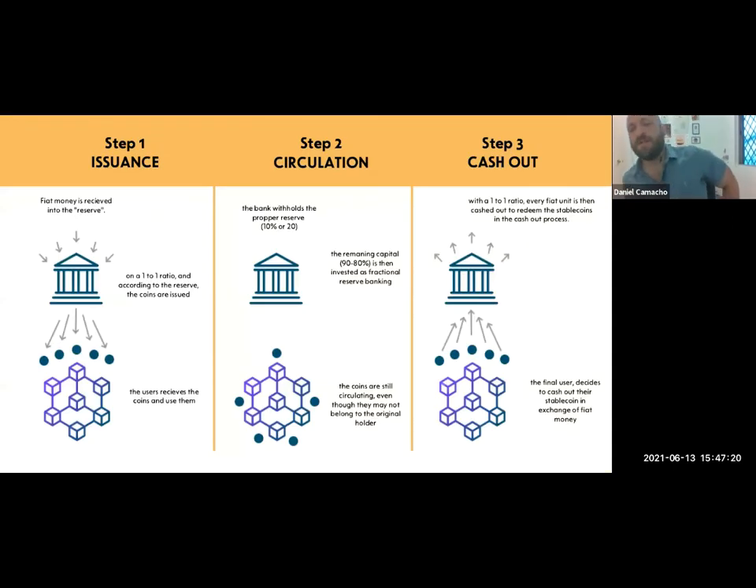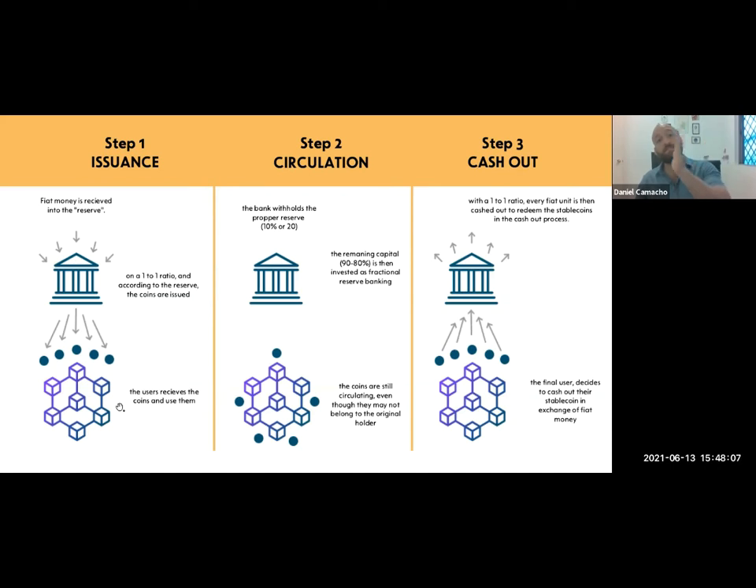Now, we'll have a look at the financial model of both projects, but we have to pay attention to every step of the way in order to understand the problematic situation we are living right now, or we can be facing in the near future. So let's begin. Step 1, the issuance. Fiat money is received into the reserve, the cash in process, on a 1-to-1 ratio, and according to the reserve, the coins are issued. This means that if I deposited $10, 10 units of the stable coin are going to be issued on a 1-to-1 ratio. And on the user's side, the user receives the coins and starts to use them, okay?